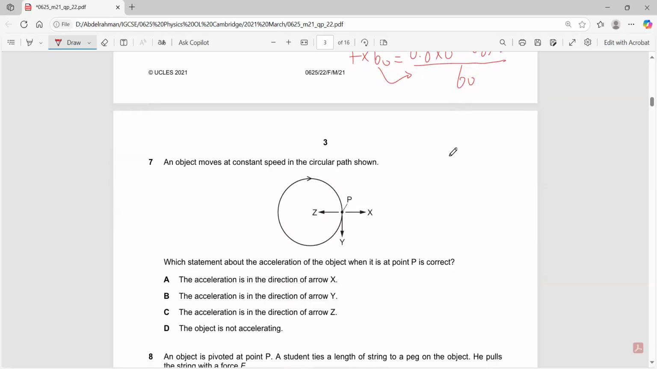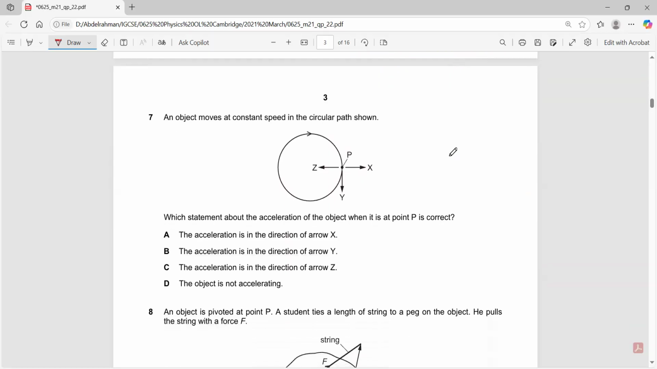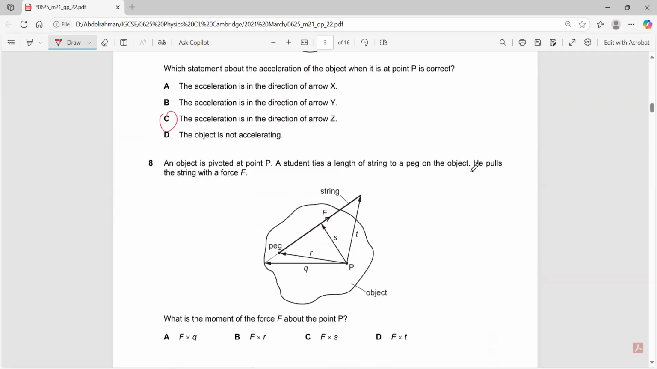Which statement about the acceleration of the object when it is at point P is correct? Is there an acceleration? Yes, there is an acceleration. In which direction? In the direction of z, because it's in the same direction of the force, which is the centripetal force, right? Centripetal force.